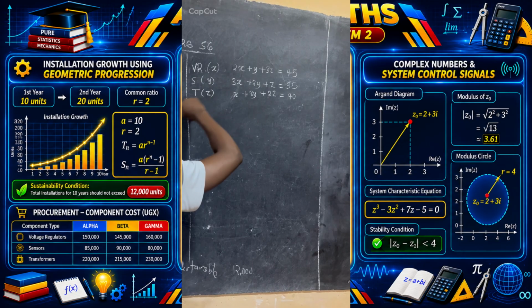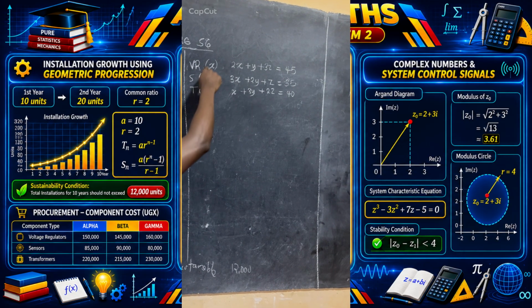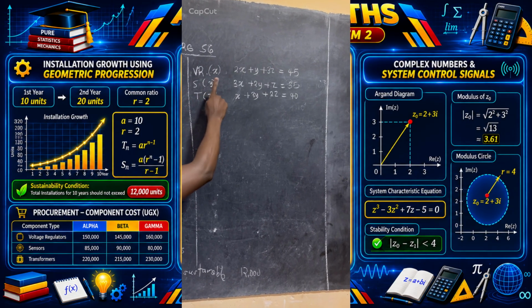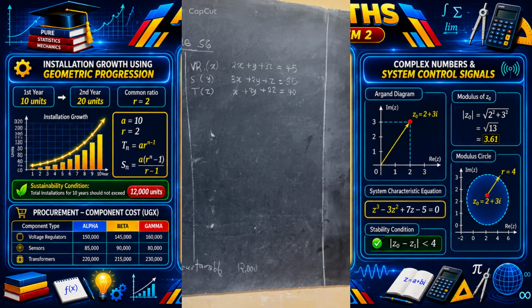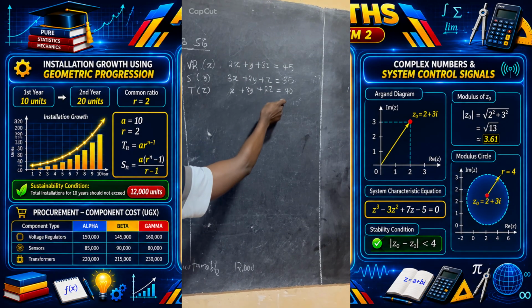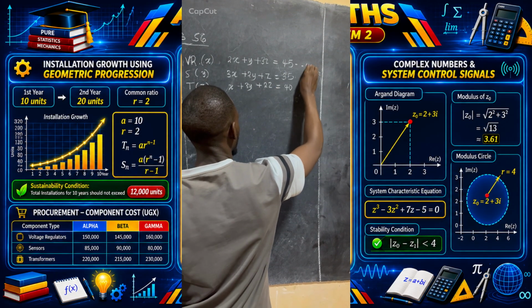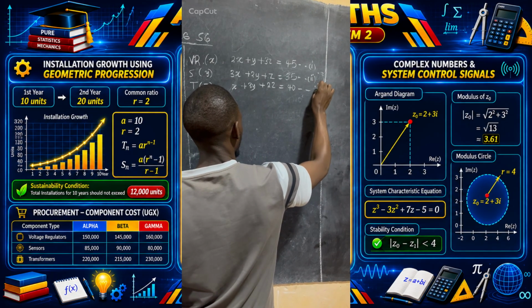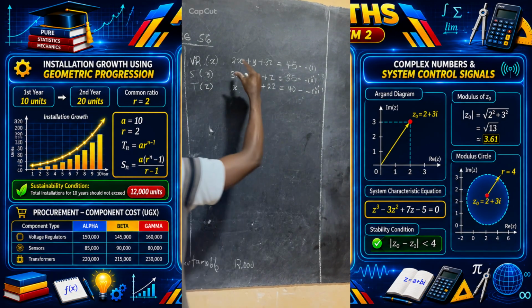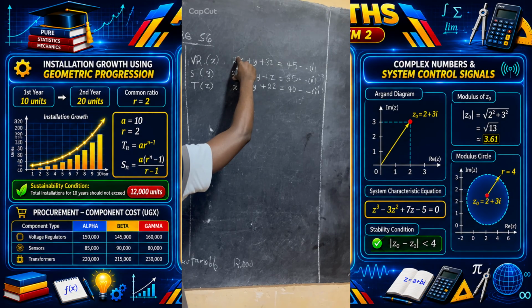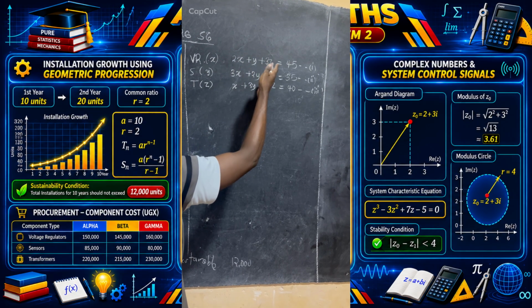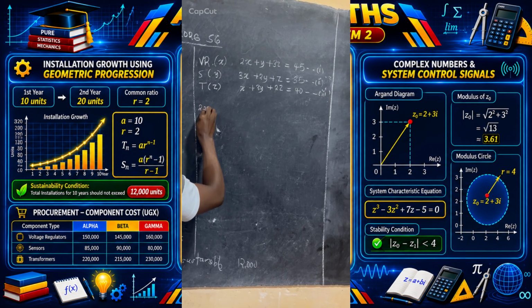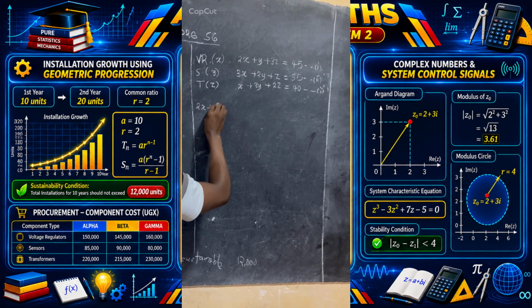So I define my unknowns and I say that let X be the cost for the regulators, let Y be the cost for the sensors, and let Z be the cost for the transformers. And I'm going to solve these 3 simultaneously. This is equation 2, equation 3. Now I'm going to first deal with this, then I can eliminate the Y. How? I'm going to use elimination.